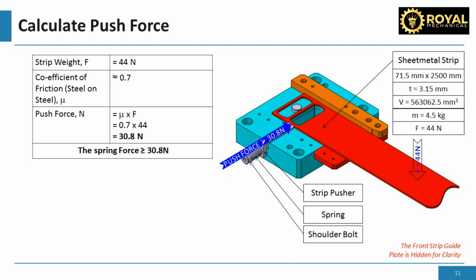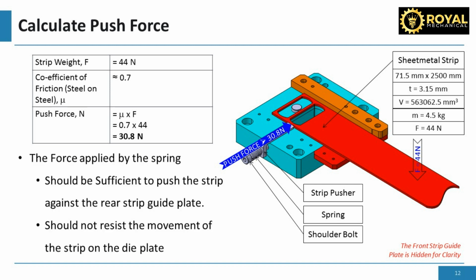The calculated push force is 30.8 Newton. The spring that we design should apply a minimum of 30.8 Newton force to push the strip. The spring force should be enough to push the strip. At the same time, the force should not be more. If the spring force is more, it will resist the movement of the strip. The operator will find it difficult to feed the strip.